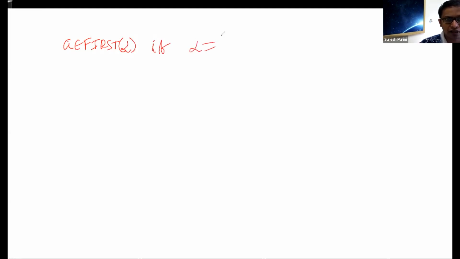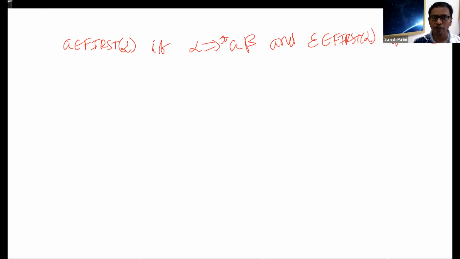So the definition of first function, if you recall, we say that a terminal symbol A belongs to first of alpha if from alpha in 0 or more steps, we can generate an intermediate form like A beta. Then the terminal symbol A belongs to first of alpha, and epsilon belongs to first of alpha if we can generate epsilon from alpha.